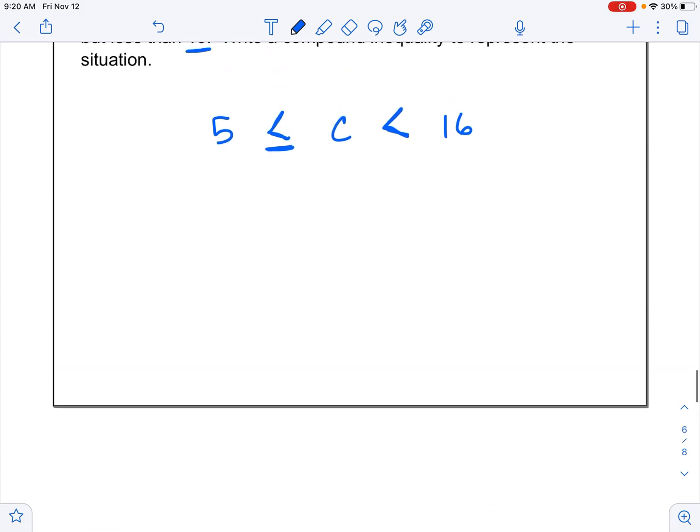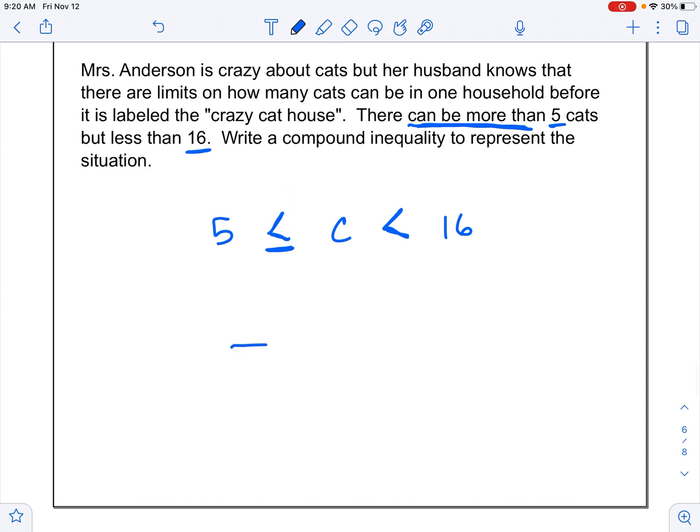So I didn't graph these either. Let's just go back up here and graph these. I know it just says write them, but sometimes on the test I'm going to ask you to graph them. So in relation to 0, the 5 is solid, the 16 is open, and they graph toward each other.